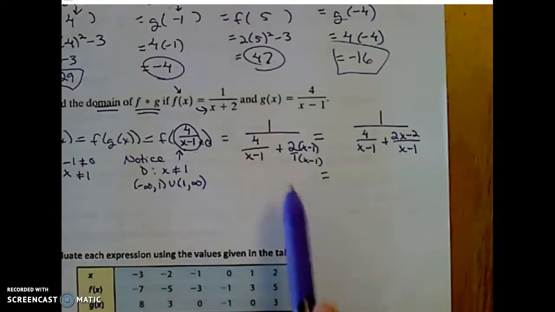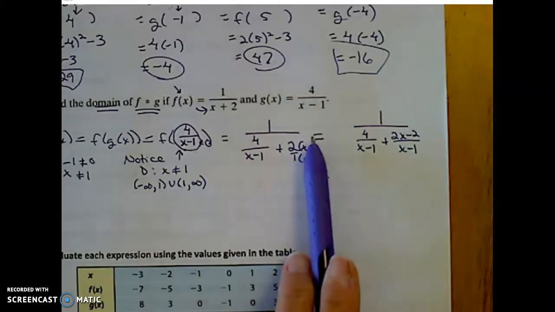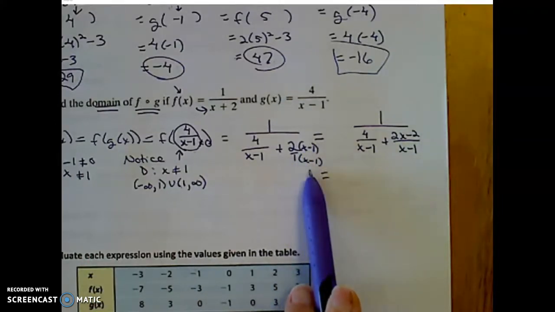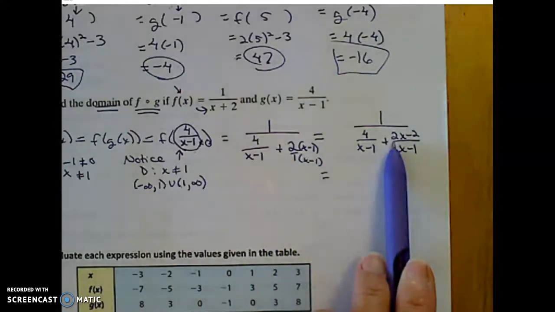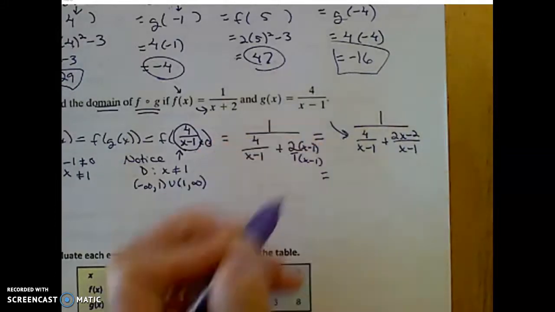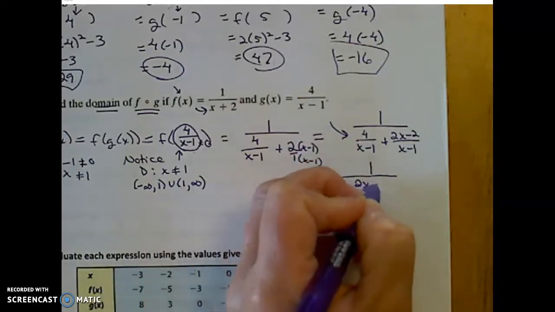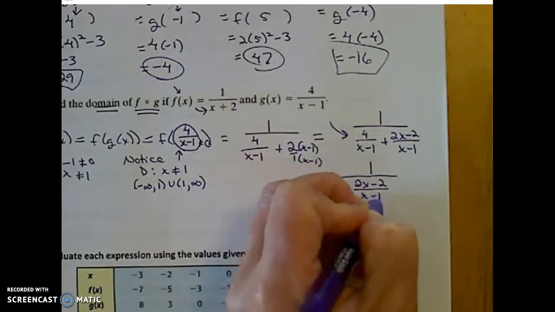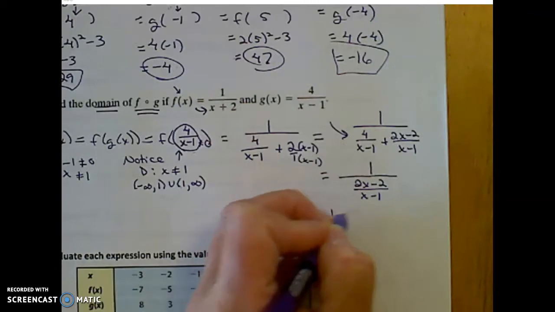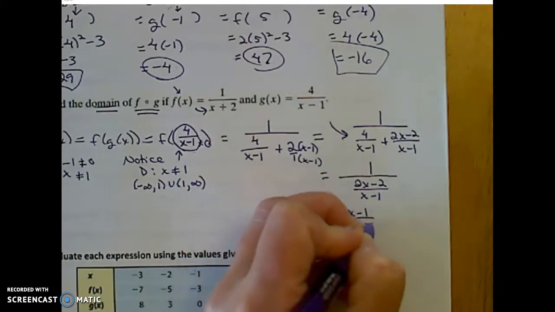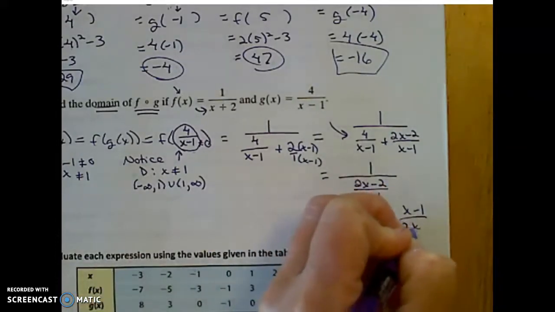Okay, this is good prep for next year. So to get a common denominator, which is x minus 1, I'm multiplying this fraction by x minus 1 over x minus 1. Now I have a common denominator of x minus 1. Distribute, I get 2x minus 2. And I'm going to add those two fractions on the bottom, and this becomes 1 over, add your numerators, 2x minus 2 over x minus 1. How do I divide 1 by that fraction? I multiply by the reciprocal of the denominator, and that composition of functions becomes x minus 1 over 2x minus 2.